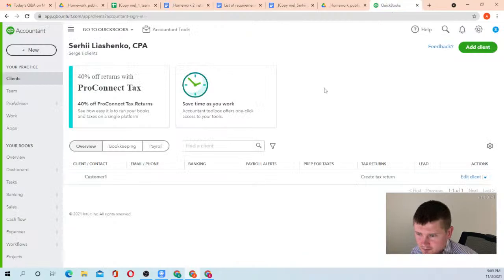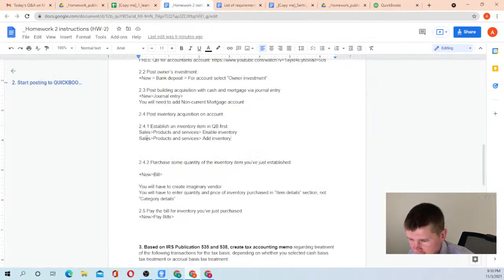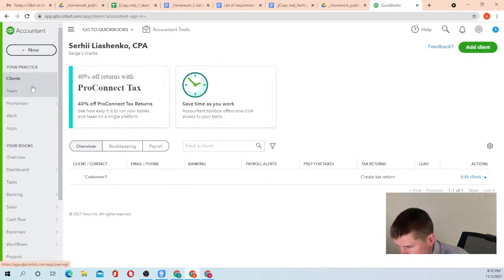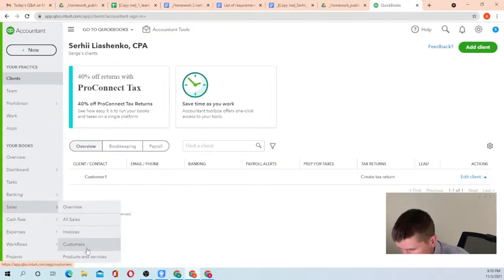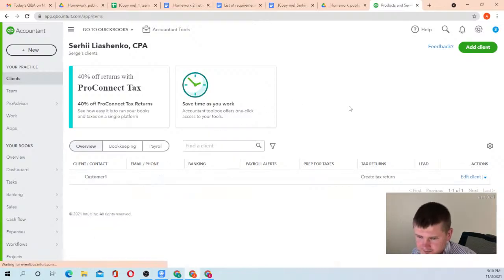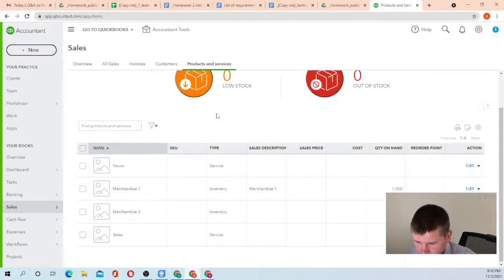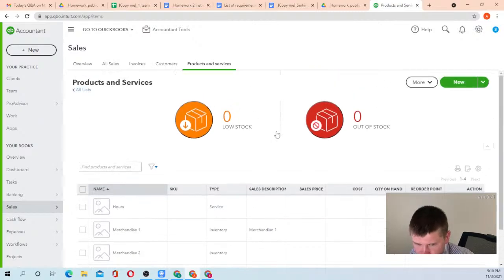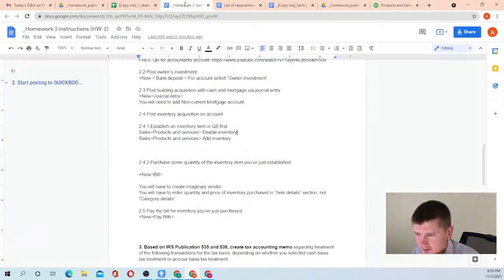How do we do that? How do we establish an inventory item? The homework contains an instruction. So first we go sales, products and services, enable inventory. Let's see. Sales is here, products and services. Inventory. Let's see. Let's click new. I will add that to the instruction.